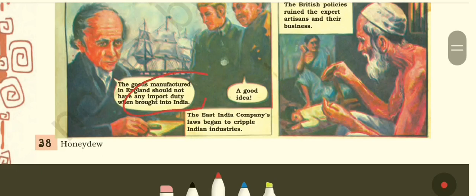So see, this was one devilish idea, because England was way developed back then. They had machine-made things, everything introduced. So now what they decided is, when those goods that were manufactured in England came to India, they would be sold without any tax at all. So the others confirm, they say a good idea. So now the East India Company's laws begin to cripple Indian industries.